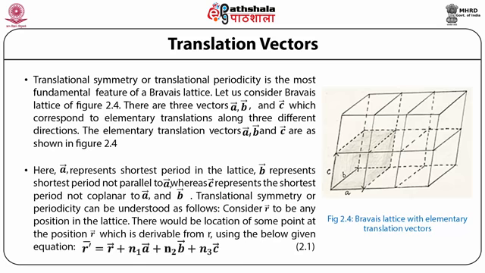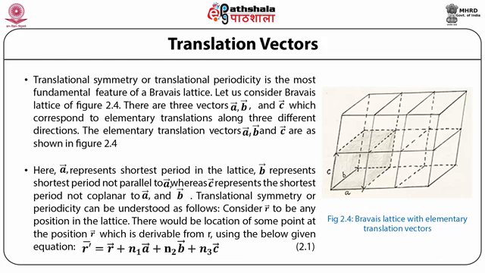Here A vector represents the shortest period in the lattice. B vector represents the shortest period not parallel to A vector, whereas C vector represents the shortest period not coplanar to A vector and B vector. Translational symmetry or periodicity can be understood as follows. Consider R vector to be any position in the lattice.